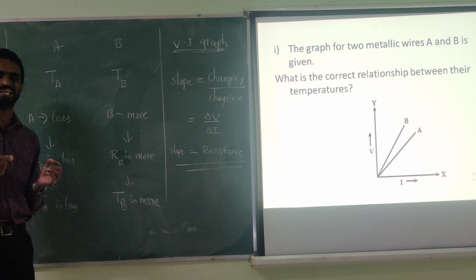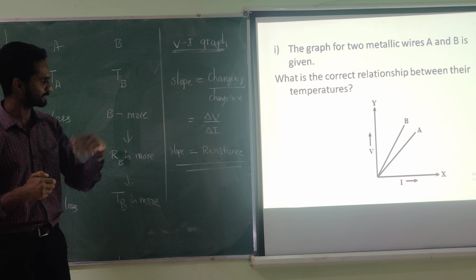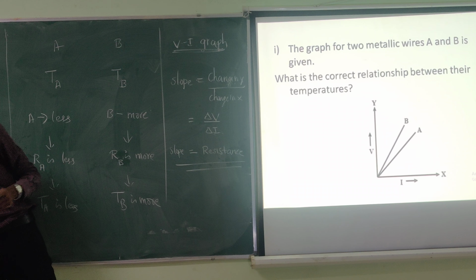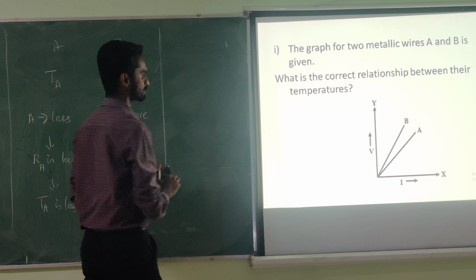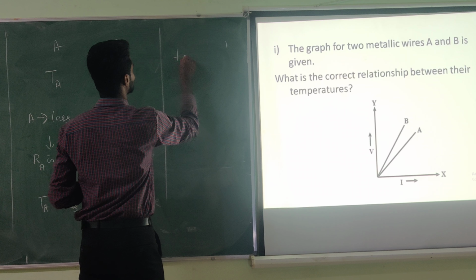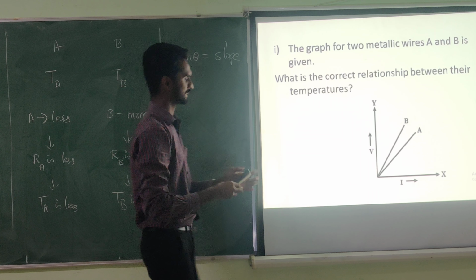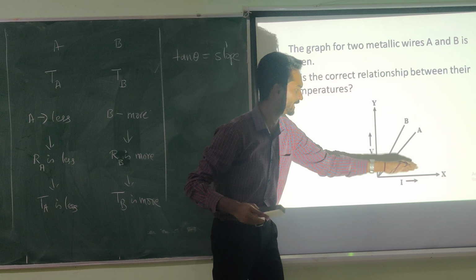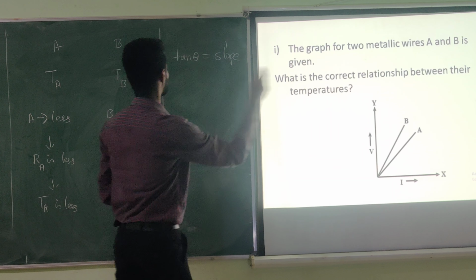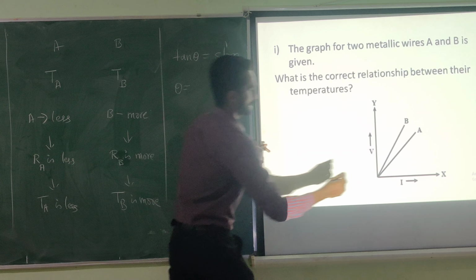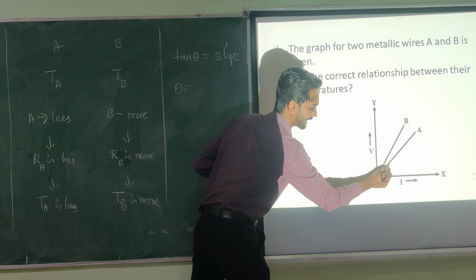The slope of graph A is less and the slope of graph B is more, so you can identify like that also. Another simple method you can use is tan theta. Slope is also represented by tan theta, which is opposite side divided by adjacent side. You can see the angle also. The angle between graph B and the x-axis is more.